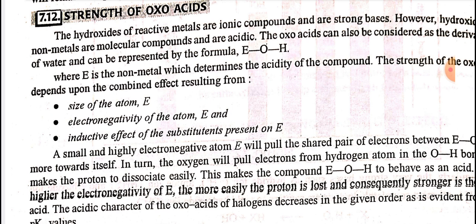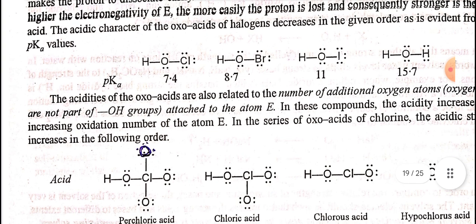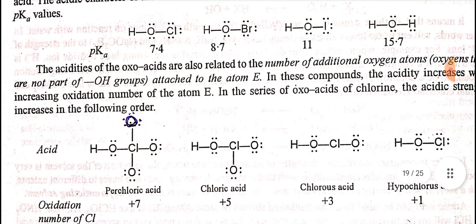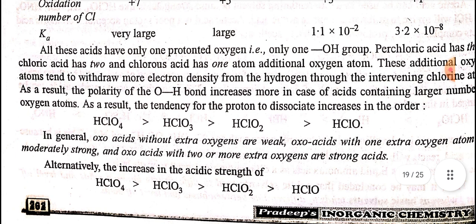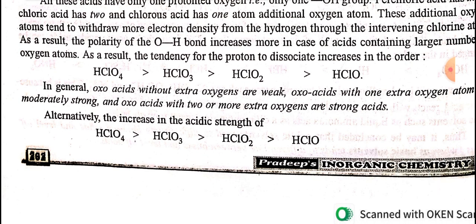Acidities of oxoacids are also related to the number of additional oxygen atoms, that is, oxygens that are not part of OH groups, attached to atom E. In these compounds, the acidity increases with increasing oxidation number of atom E. In the series of oxoacids of chlorine, the acidic strength increases in the following order. All these acids have only one protonated oxygen, only one OH group. Perchloric acid has 3, chloric acid has 2, and chlorous acid has 1 additional oxygen atom.